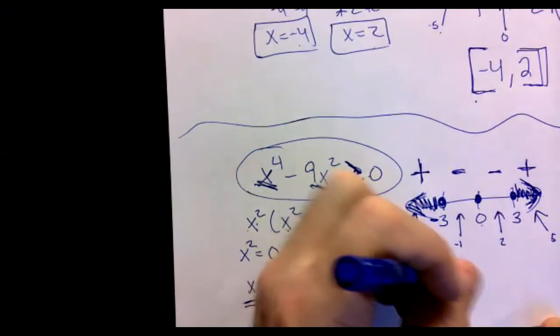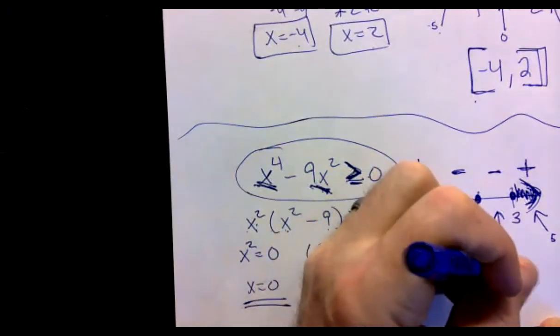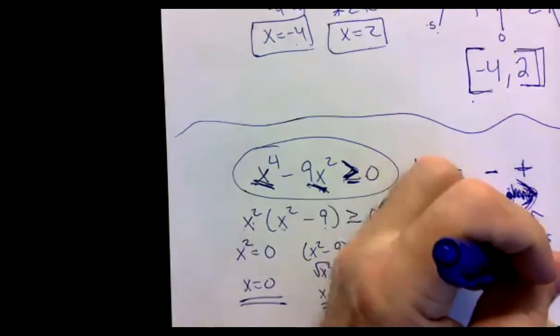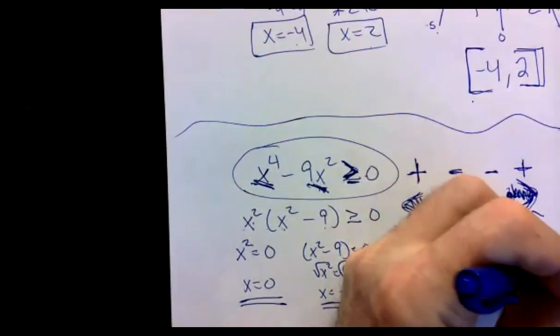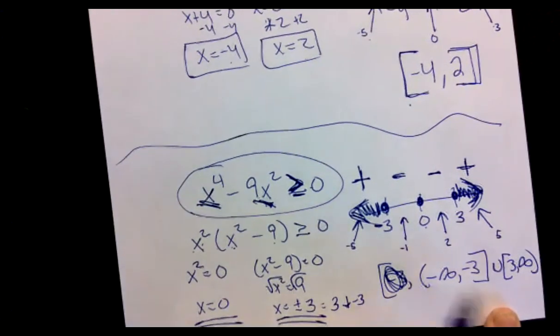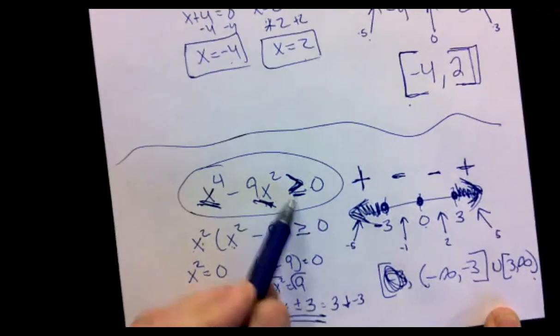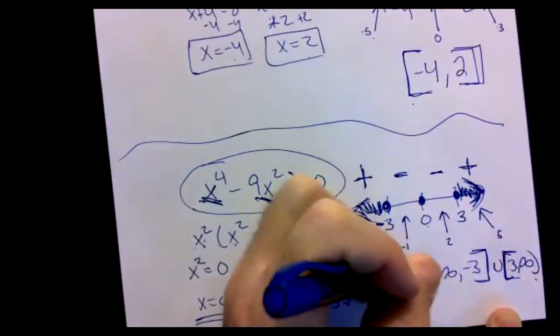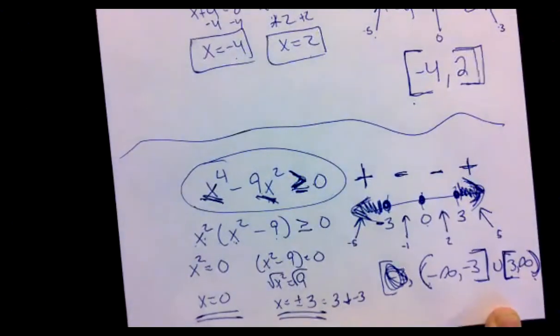We're going to go from negative infinity to negative 3. And then we're going to want to go from positive 3 to infinity. Remember, infinity always gets parentheses regardless, so the greater than or equal to in the brackets only works for the numbers. Infinity always gets parentheses.